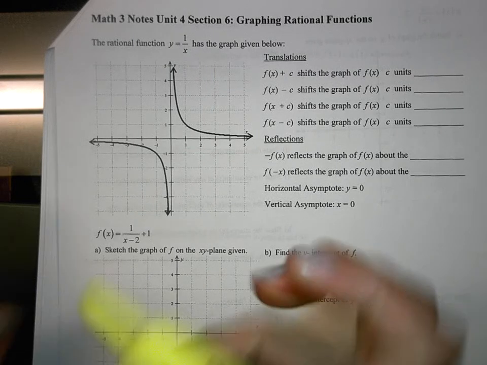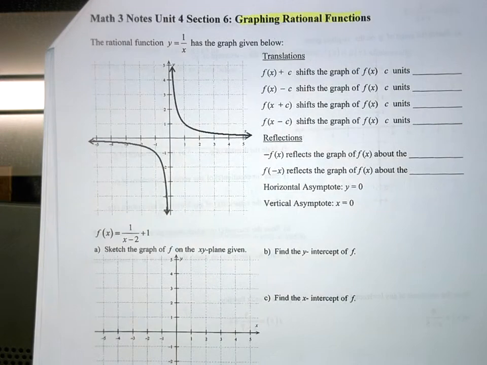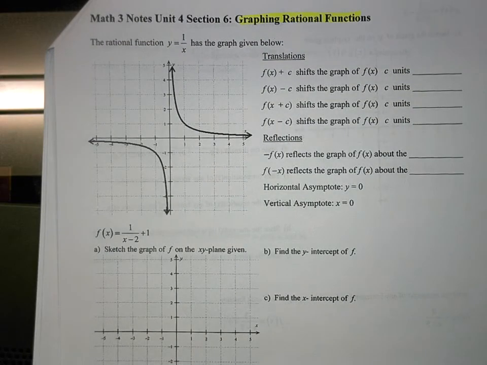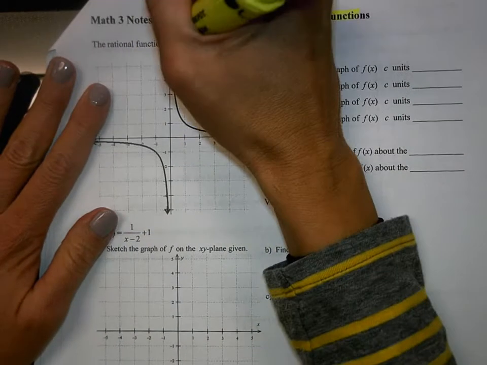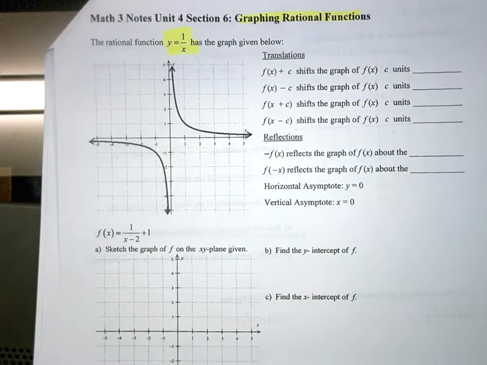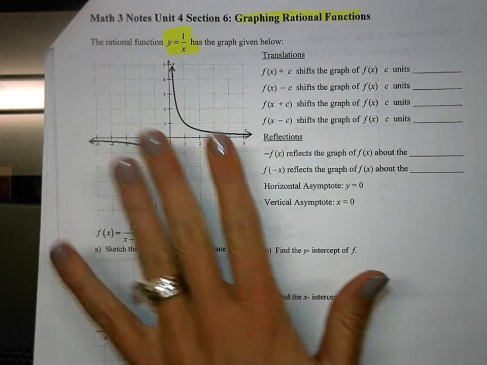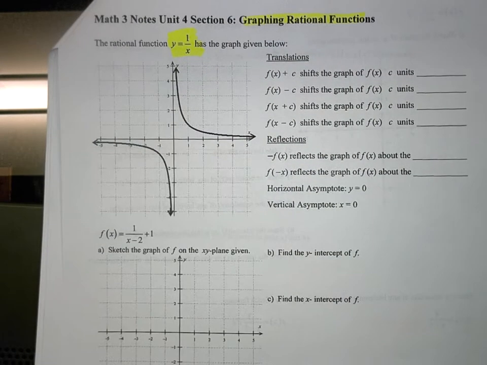Math 3, Unit 4, Section 6. Today we're talking about graphing rational functions. So this first function right here, y equals 1 over x, that's kind of our parent graph. This is what your parent graph looks like.